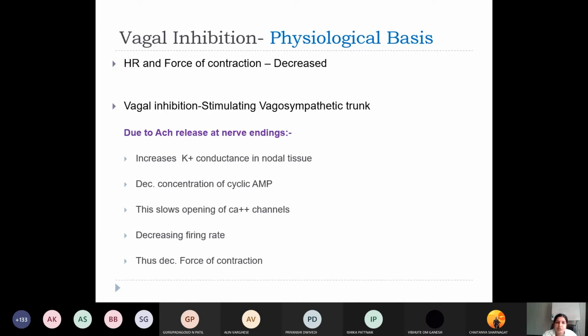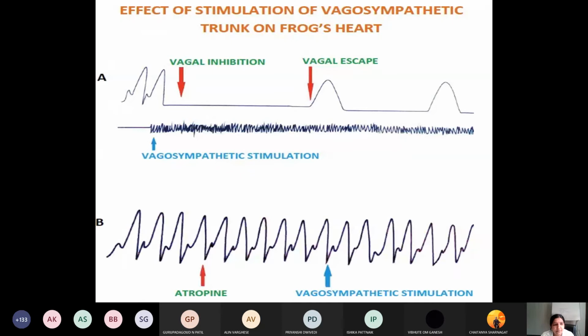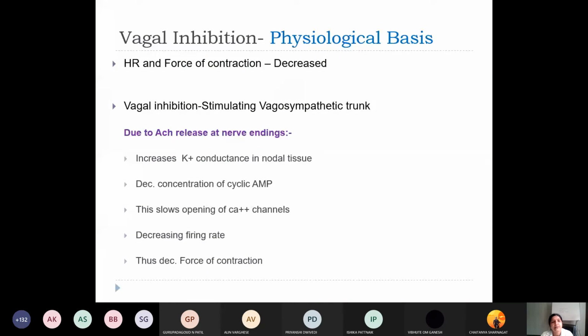The first and foremost thing, when you observe the cardiogram, heart rate and force of contraction both are decreased in the vagal escape, right? I told you always to take a recording of the normal cardiogram before and after the effect, any effect, right? So if you compare here, force of contraction and rate both are decreased in the vagal escape effect, right?